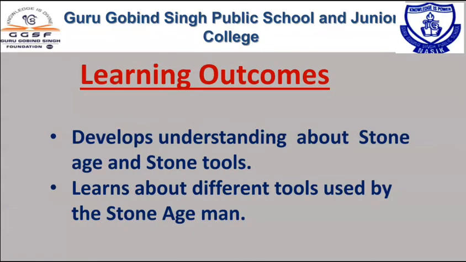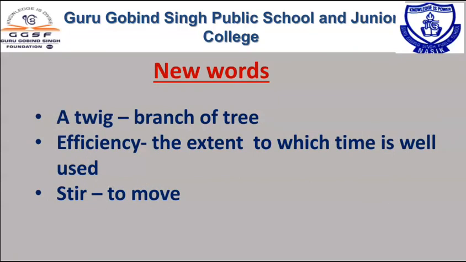So dear student, the learning outcomes of this lesson are what you will be able to learn by the end of the lesson. You will be able to develop your understanding about the Stone Age and stone tools. You will also learn about the different tools used by the Stone Age man. The new words in this lesson are: Twig, which means branch of a tree. Efficiency, which means the extent to which time is well used. Steer, which means to move.